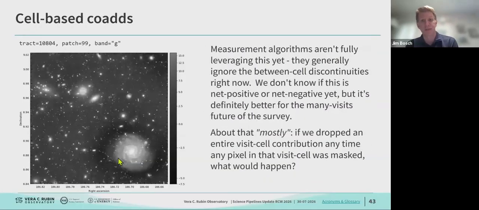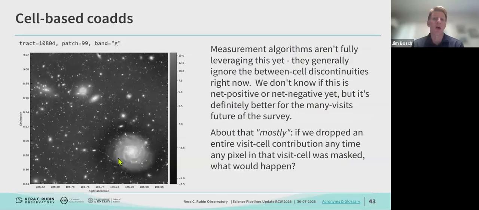So I did say mostly about how things go in. And so I want to pose this as a question. I'm not sure if it'll actually work for anyone to shout out or reply, but if we were to actually do what I said and drop an entire visit cell combination anytime any pixel in that visit cell is masked, what would be the problem? If you'll shout it out, maybe I'll hear you. If not, I'll just continue in a moment.